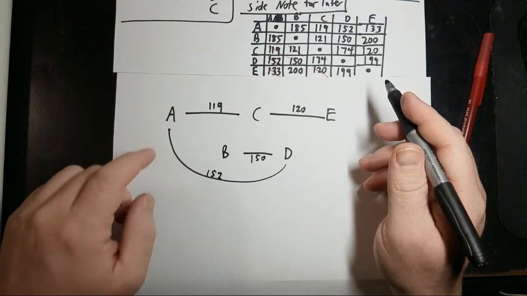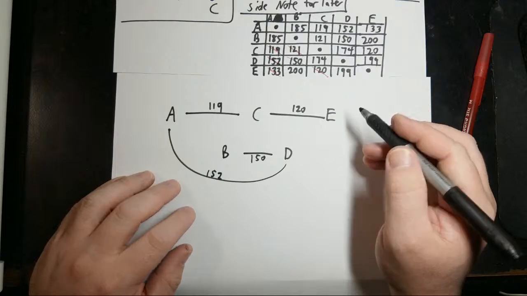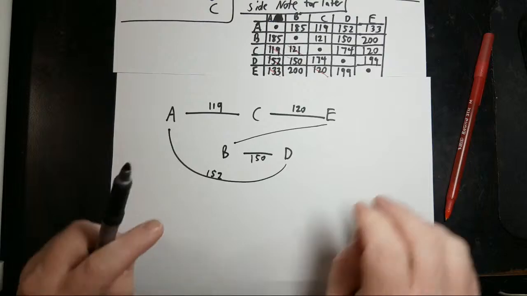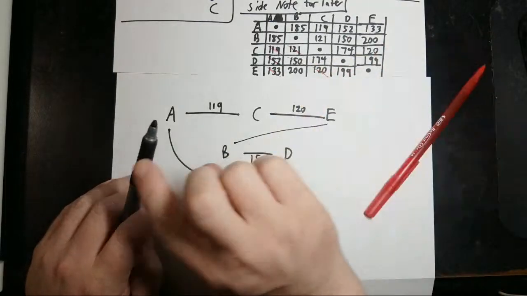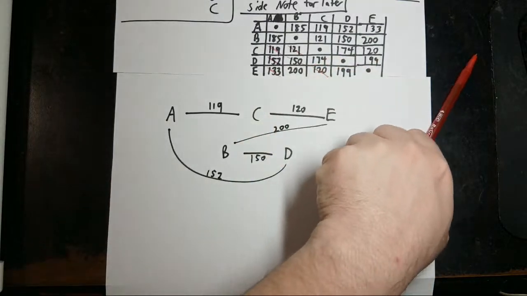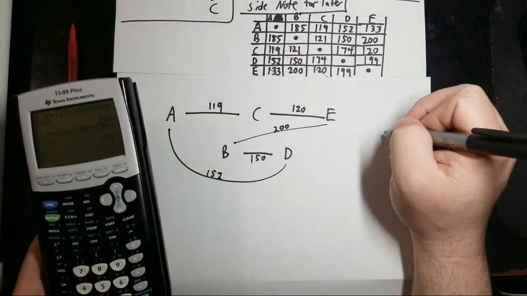Now, if you notice, I have all 5 vertices up there. I have to make this connection next. I have to make the B to E connection, which unfortunately is 200. So let's see what this totals up to first. This totals up to 119 plus 120 plus 200 plus 150 plus 152. We got $741.